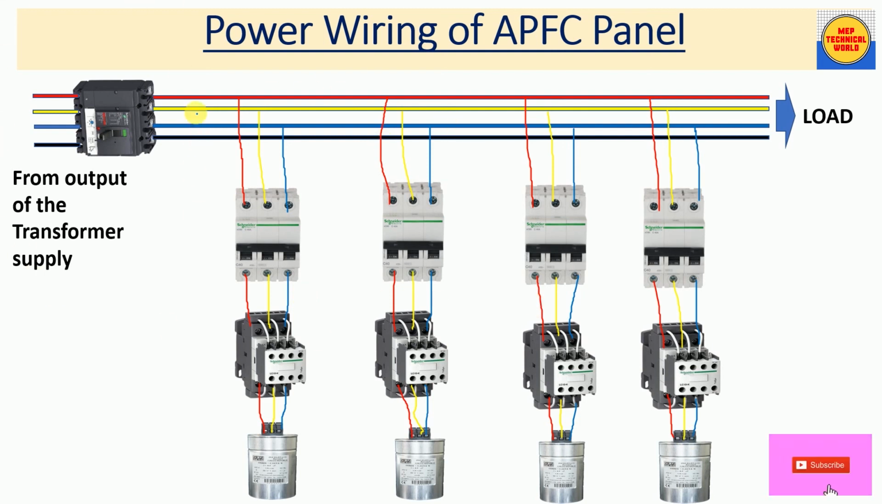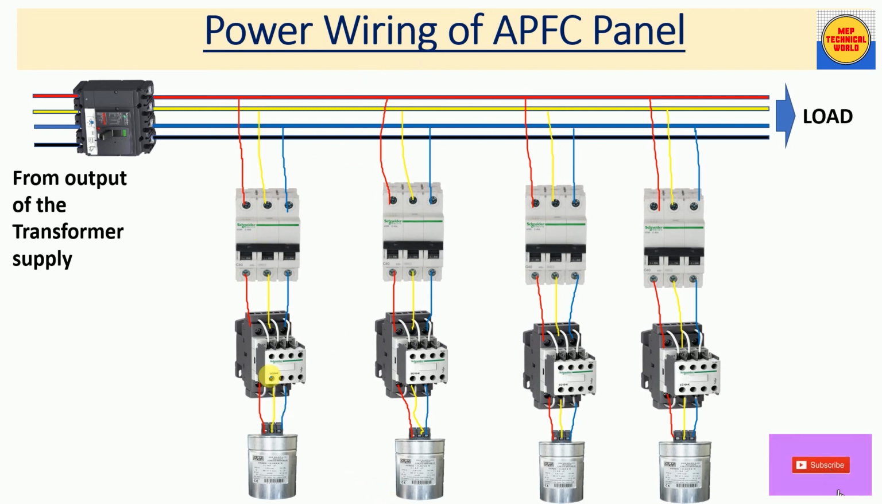So it is very simple. Actually this capacitor bank is connected in parallel with the power system line, with the RYB phases. In case power is lagging, at that time this capacitor bank delivers reactive power into that system to compensate that lagging power. So in this way it improves the power factor of the system.